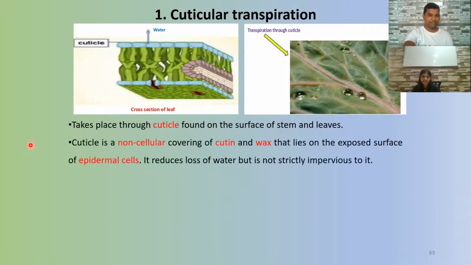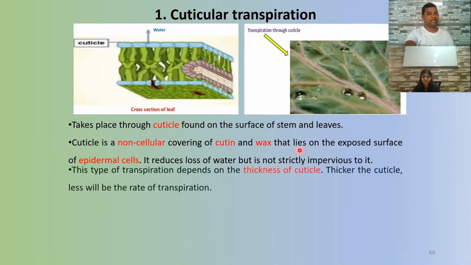The cuticle is a non-cellular covering mostly made up of cutin and wax. It is a covering over the epidermal cells. Because of the cuticle there is a reduction in the loss of water. That is why desert plants have thick cuticles and thick leaves, aloe vera for example. Generally it reduces water loss because of its thickness, but it cannot stop the permeability of water. It allows the water to pass through, so transpiration happens from here also.